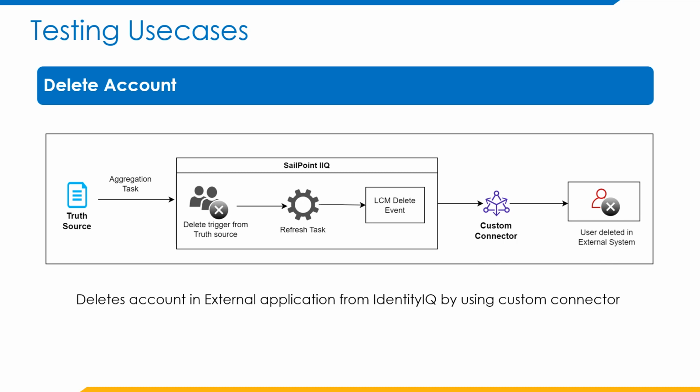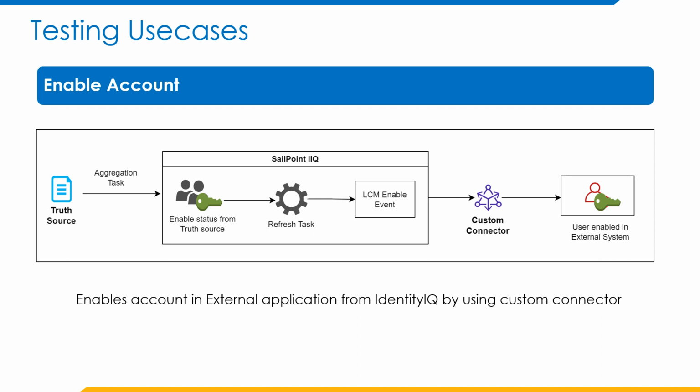The custom connector would receive this plan and perform the delete operation in the external application as specified in the logic of the delete method. The end result will be the account is deleted from the external application.